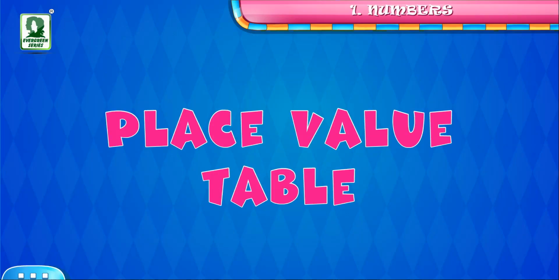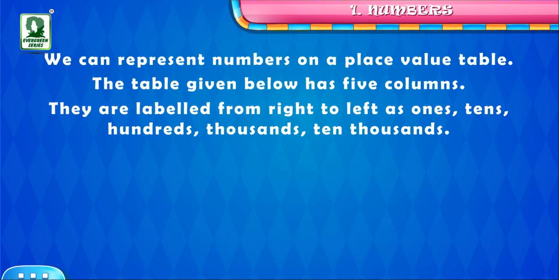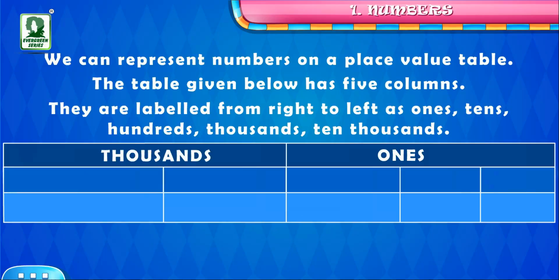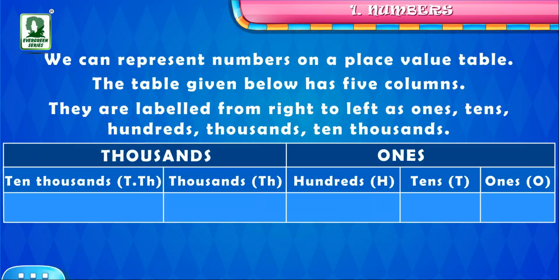Place value table. We can represent numbers on a place value table. We have number 23,456. Let's represent this number in table. They are labeled from right to left as ones, tens, hundreds, thousands and 10,000s.